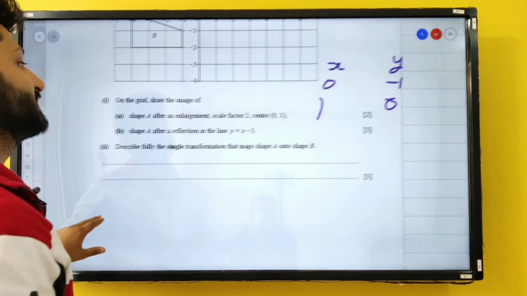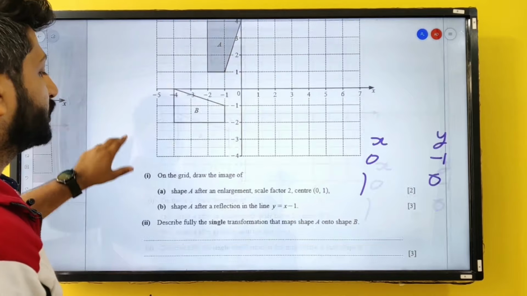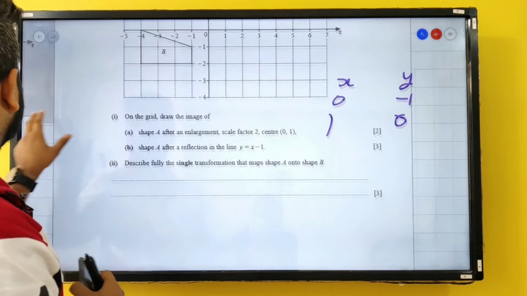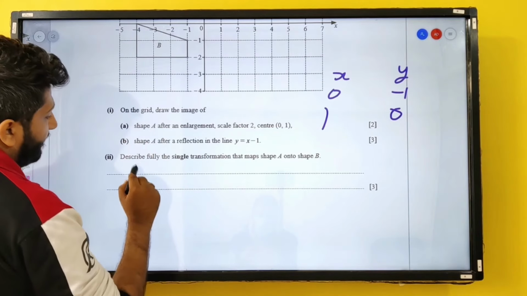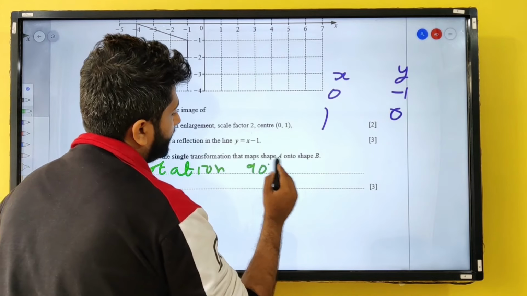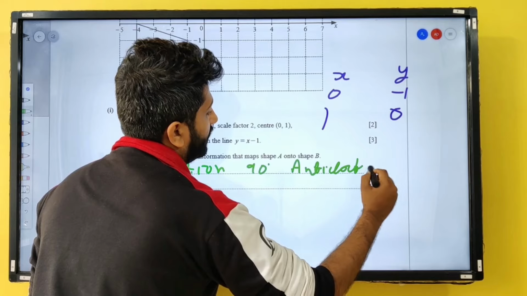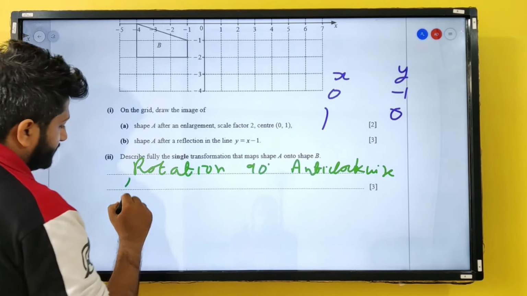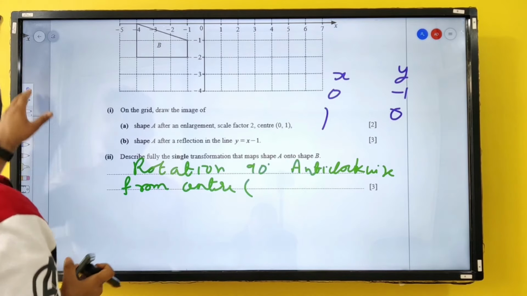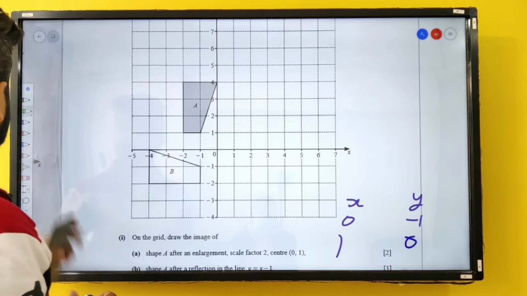Next, describe fully the single transformation that maps A to B. From A to B, this is a rotation of 90 degrees anti-clockwise from the center. I think your center seems like the origin. Yes, it seems like the origin.